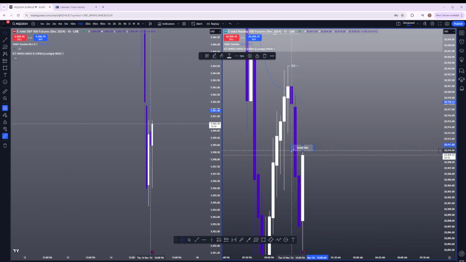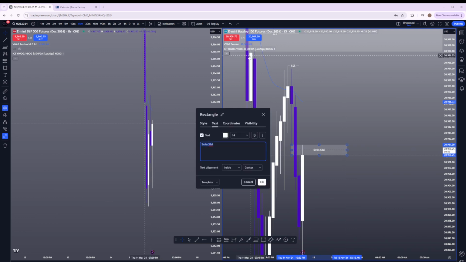So this is actually a 15-minute SIBI here. Let's say we do inverse this 15-minute SIBI. I'm expecting these longs to now try to step back in here.